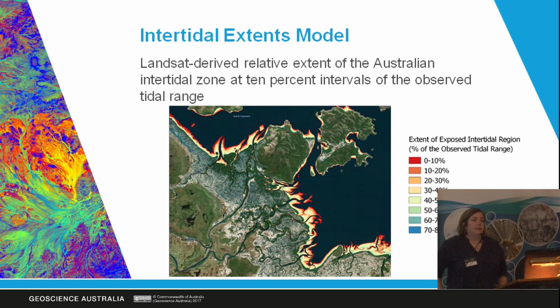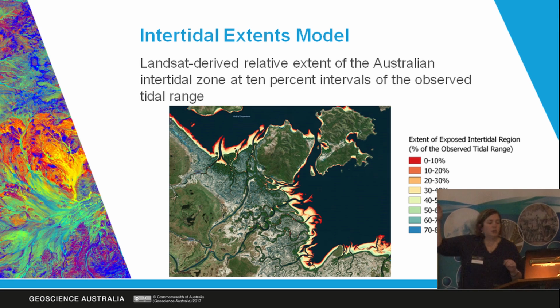The intertidal extents model. The problem that we have with the intertidal zone is that we don't have a lot of observations. But what we can do is use Landsat to derive the intertidal zone for Australia. So what this particular product does is use Landsat and a tidal model to find the Landsat scenes that correspond to different tidal heights. And what it then does is take an average of what the coastline looks like at those different tidal heights and bins it.